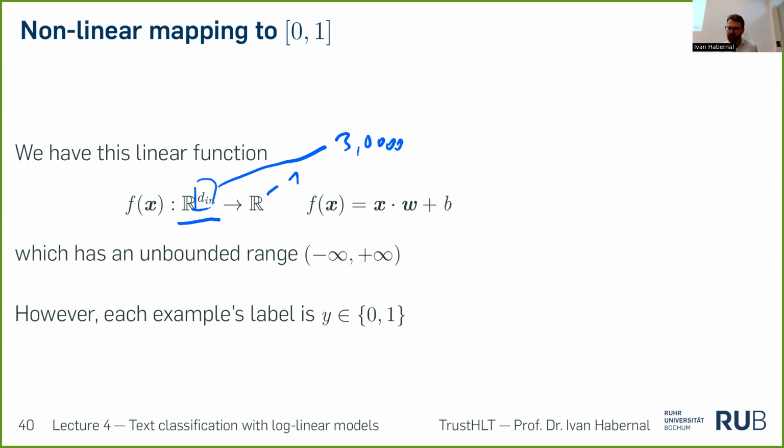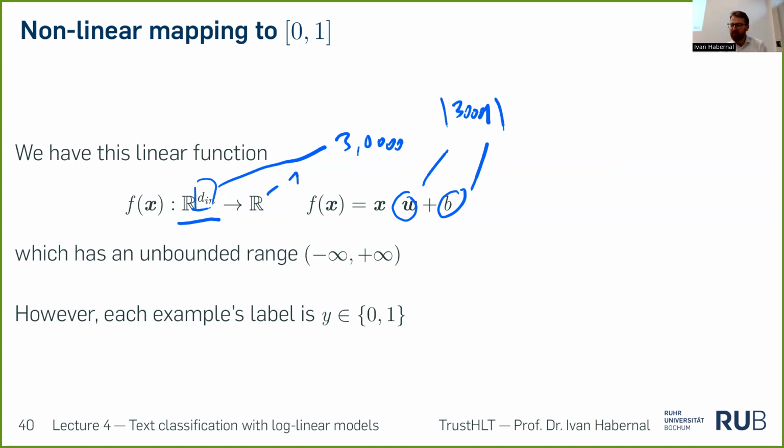And what will be the number of parameters? What is this going to be? How many parameters do we have now? Yes, 3001. 3000 W's and 1 B. So it's going to be 3001 parameters. You know why? Because we have 3000 W's, W1 until W3000, plus 1 B. So these are the parameters.